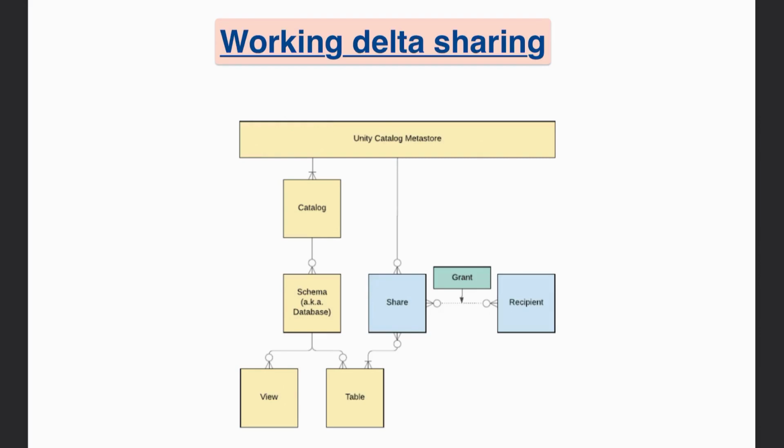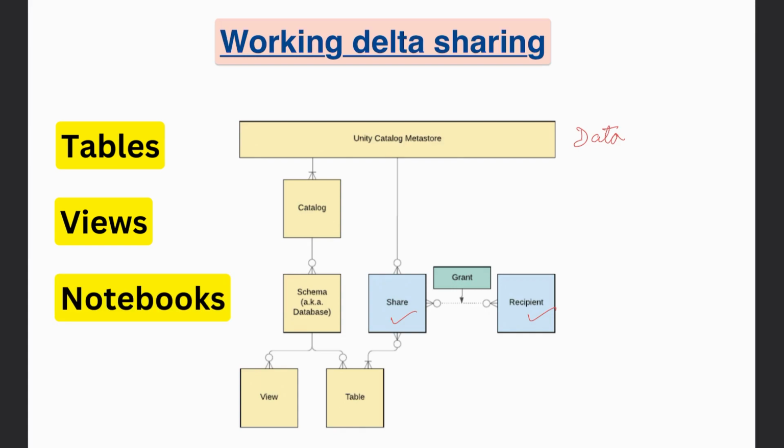So let's come to the next topic, working with Delta Sharing. In order to work with Delta Sharing, you need to know how it behaves internally. Basically, the data is stored in the Unity Catalog, and from the Unity Catalog, you can share the data to the recipient. A share can contain tables, views, and notebook files from a single Unity Catalog metastore. You can add or remove tables, views, and notebook files from a share at any time. And you can assign or revoke the data recipient's access to a share at any time.